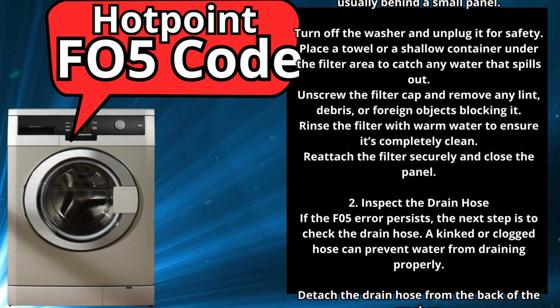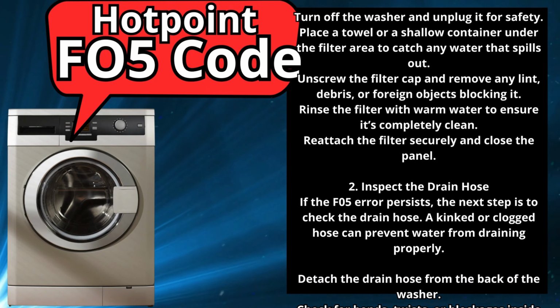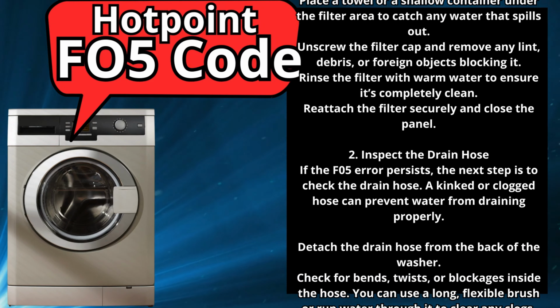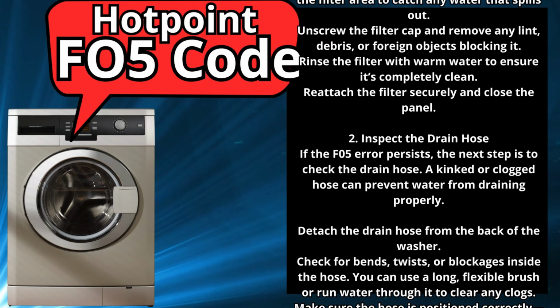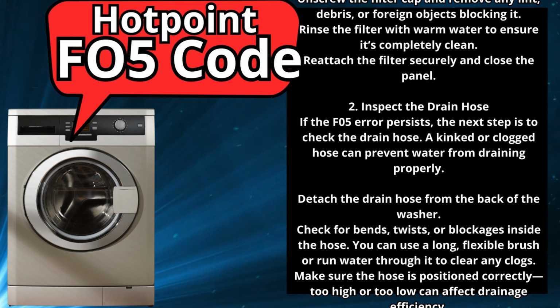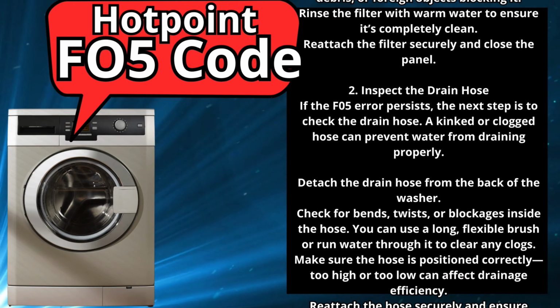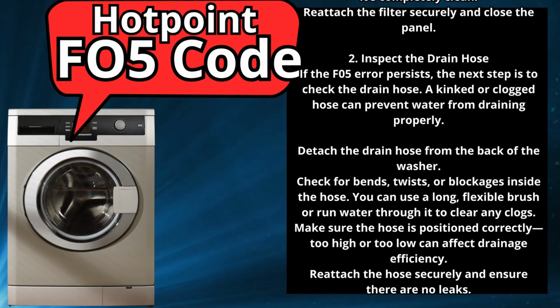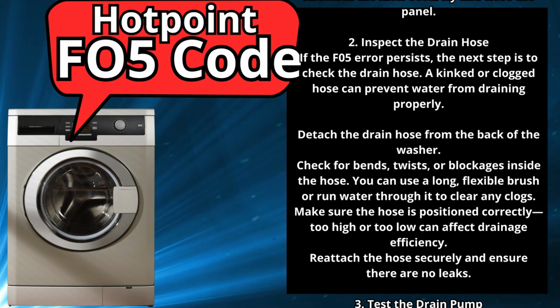2. Inspect the drain hose. If the F05 error persists, the next step is to check the drain hose. A kinked or clogged hose can prevent water from draining properly. Detach the drain hose from the back of the washer. Check for bends, twists, or blockages inside the hose. You can use a long, flexible brush or run water through it to clear any clogs.